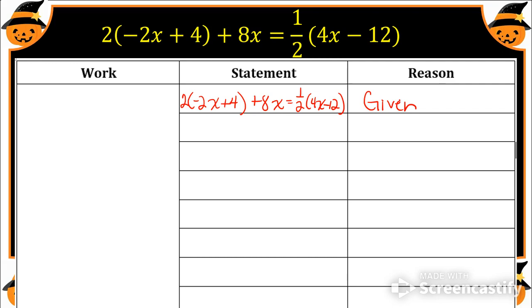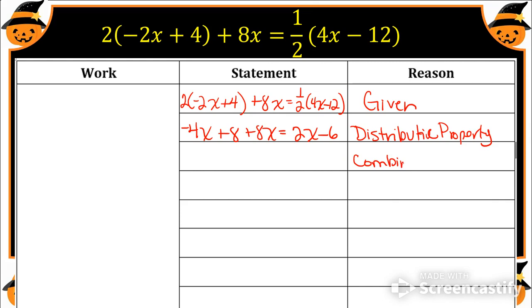The next thing we need to do to solve for x is apply the distributive property. So this gives us negative 4x plus 8 plus the 8x, and then go ahead and distribute on the right. We have 2x minus 6. Then we can collect like terms. So we're going to collect negative 4x and 8x, so we're going to combine like terms. So negative 4x and 8x is 4x plus 8 equals 2x minus 6.